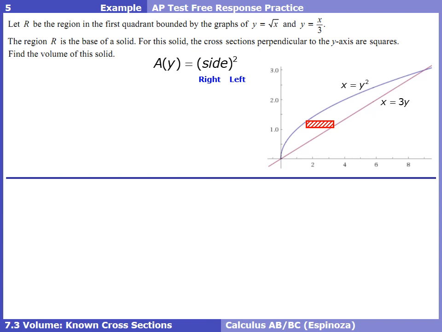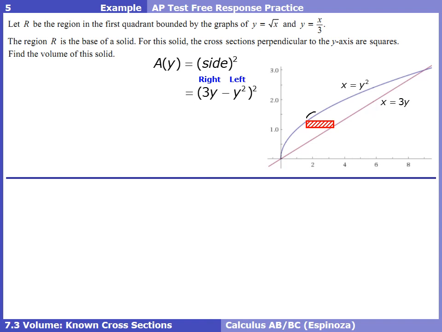So here our top function was square root of x, but of course we have to write that as y squared. And our bottom function here is going to be 3y. It used to be x over 3, but we need this in terms of y. So that's really all there is to it.